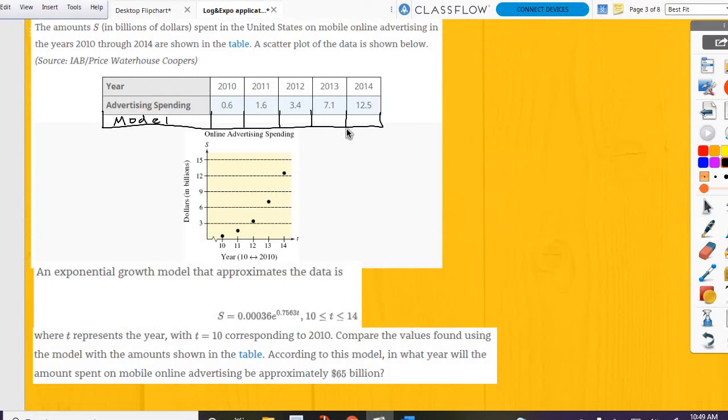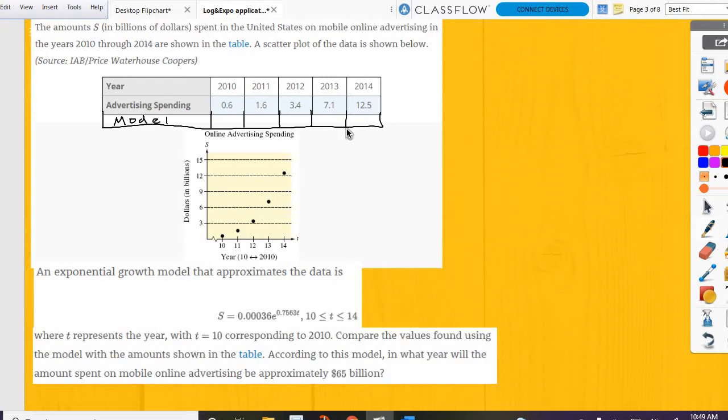So if I wanted to see what numbers we get from the model for 2010, 2011, 12, 13, 14, what would I do? Plug in the year for T. Yeah, plug in the year for T, and you're going to get a decimal approximation. So let's get out a handy dandy calculator.